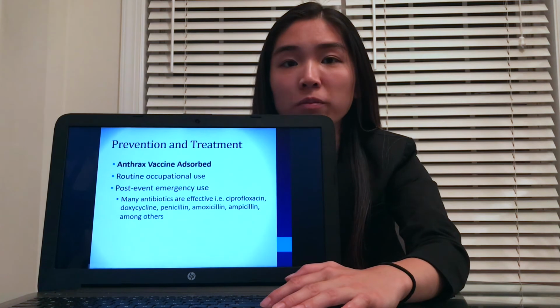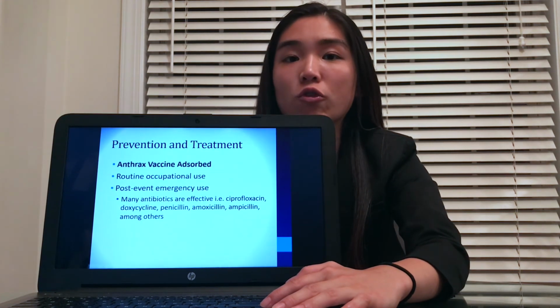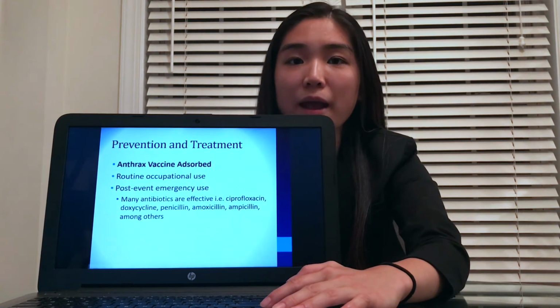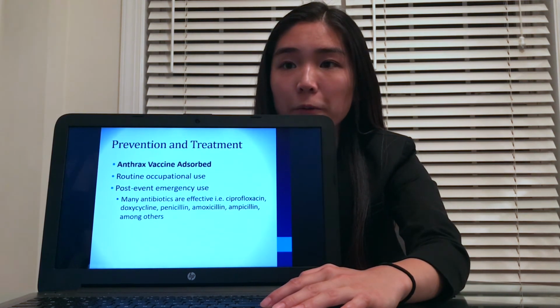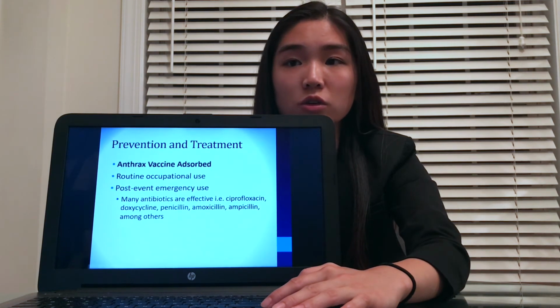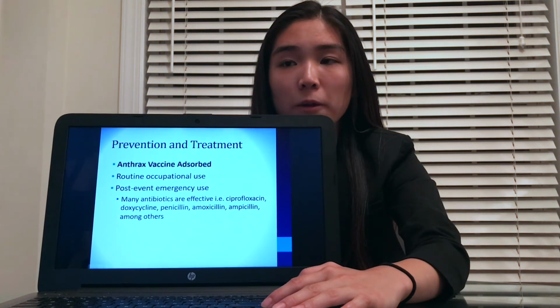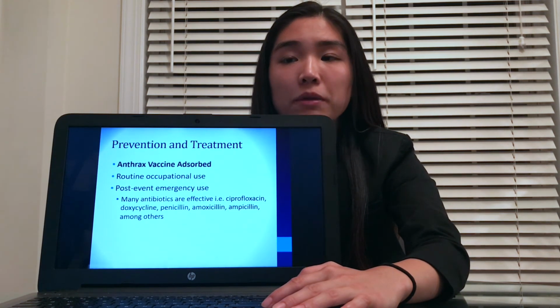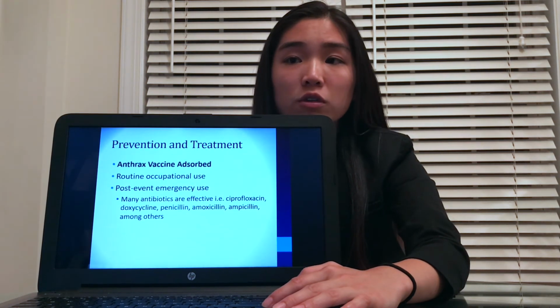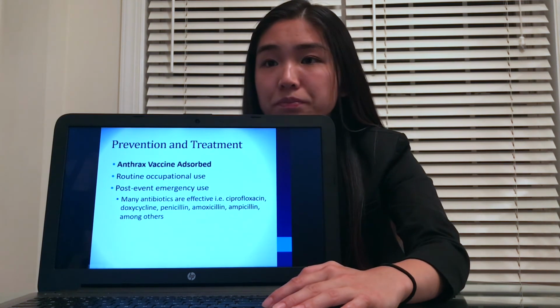Regarding prevention and treatment, there is a vaccine for anthrax called anthrax vaccine adsorbed, and it's used for both routine occupational use and post-event emergency use. So for routine occupational use, this would be before possible exposure. It's for people who are likely to be exposed to anthrax. So this would be laboratory workers who work with anthrax, people who handle animals or animal products, and some members of the U.S. military. And they would receive 5 shots of anthrax vaccine over 18 months and a yearly booster.